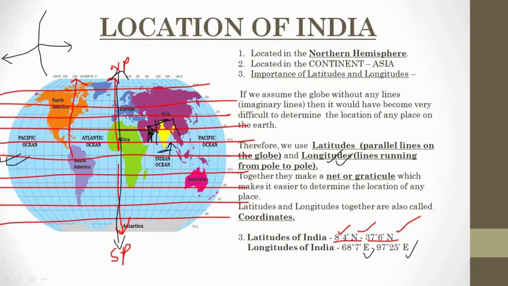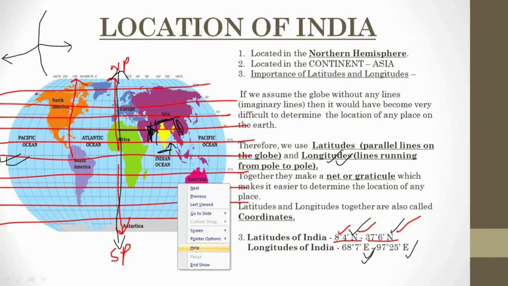So since India lies completely in the north of the equator, that is why there is one north, there is the second north. The first north comes here, the second north comes here, and when we come to the east, this is your 68 degrees 7 minutes east, and this is your 97 degrees 25 minutes east longitude.